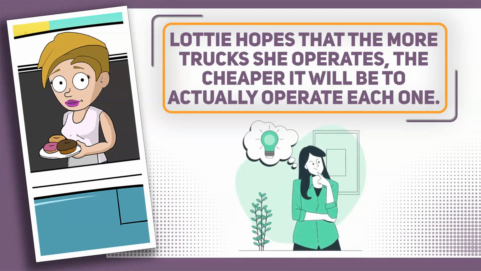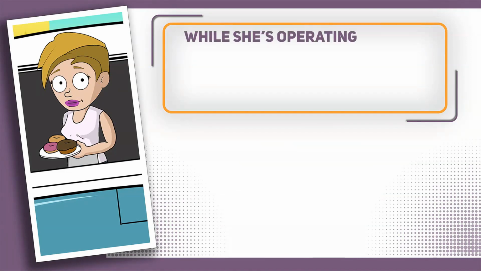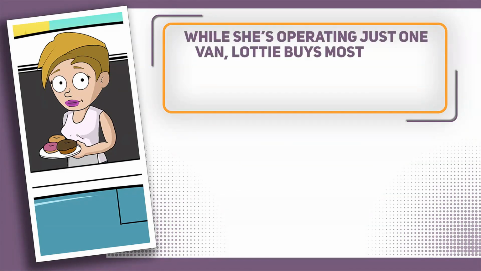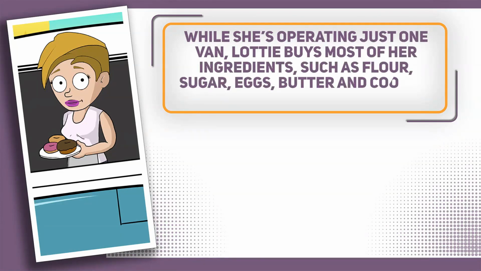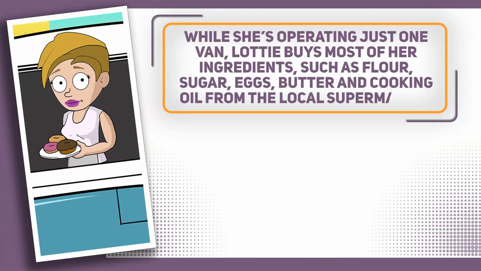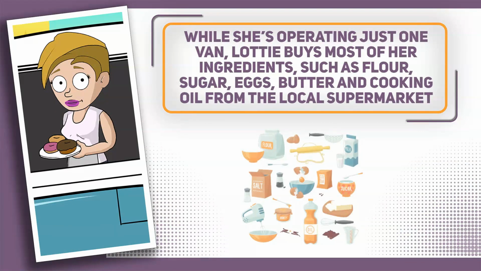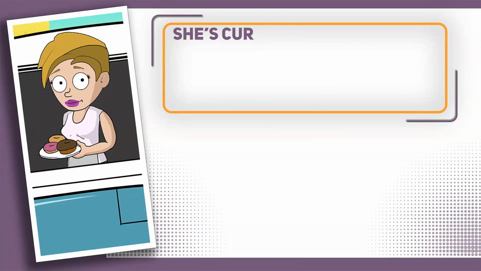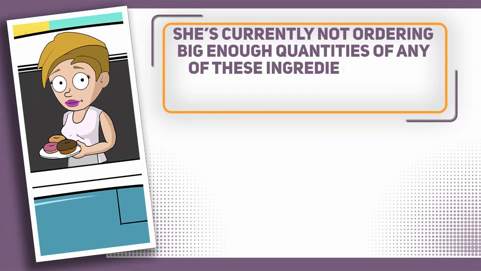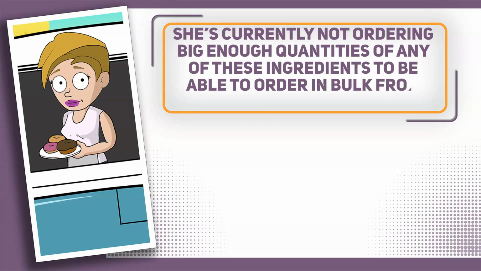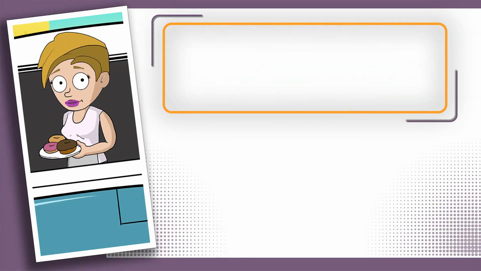So let's have a look at some of the reasons why it might make sense for Lottie to expand if she can. While she's operating just one van, Lottie buys most of her ingredients, such as flour, sugar, eggs and butter, from the local supermarket. She knows it's not the cheapest place to buy ingredients, but she's currently not ordering big enough quantities of any of these ingredients to be able to order in bulk from the wholesaler.